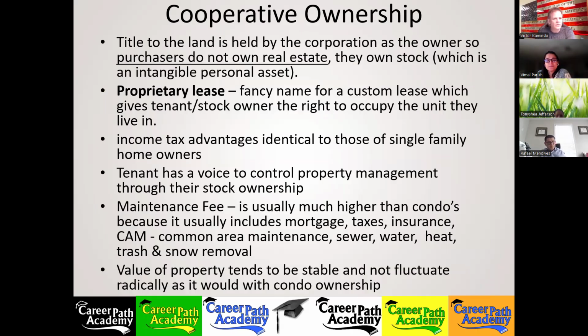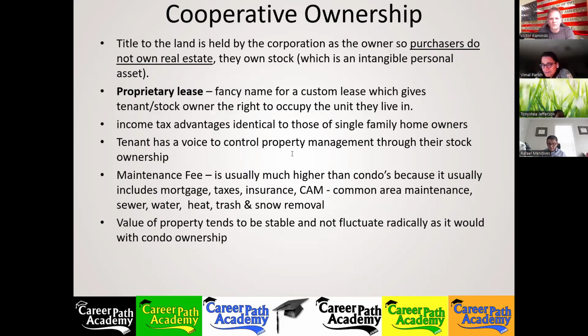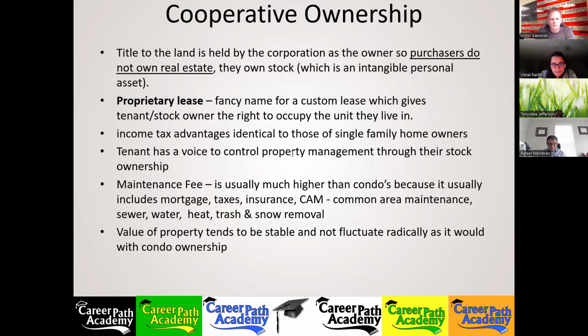Find what slide we're on. Cooperative ownership. Yeah, let me get this. Just want to make this font a little bit smaller. Property lease. Customer.